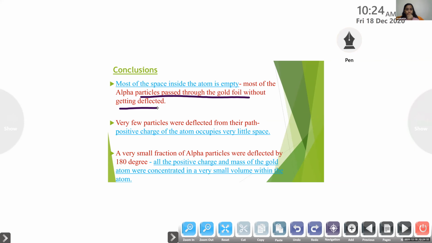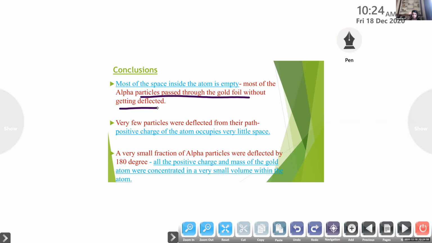Most of the space inside the atom is empty. From the observation that most of the alpha particles pass through the gold foil without getting deflected, it means that most of the space in the atom is empty. Okay, clear? Shall I move to the next point?